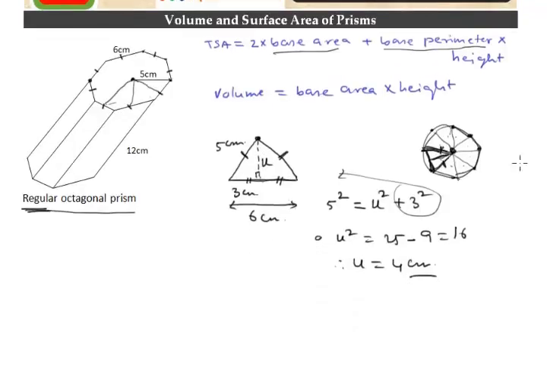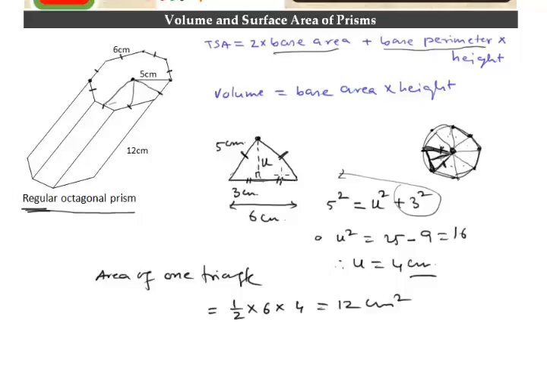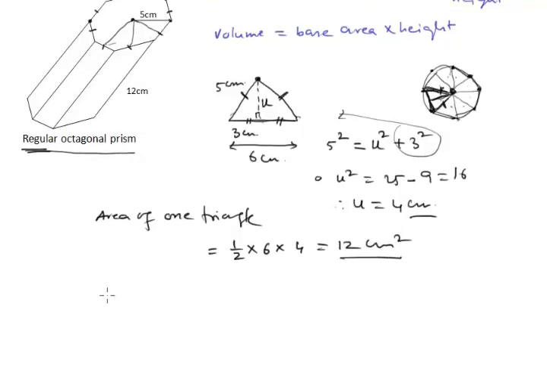So the area of this one triangle will be half, this total base is 6 and this height is u, which we found to be 4, so it will be 12 cm square. So one of these 8 triangles has an area of 12 cm square. So the total base area will be 8 times this. So we found our base area, that is, the octagonal base area is 8 times the area of one of the triangles, which is 96 cm square. So we found our base area.